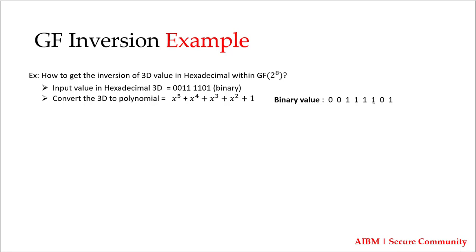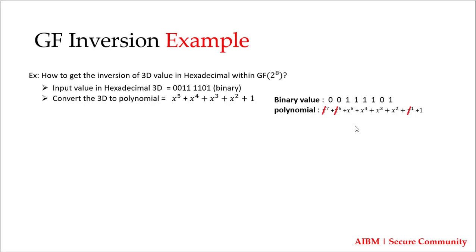Second, we will write the polynomial for 8 bits as below: x^7 + x^6 + x^5 + x^4 + x^3 + x^2 + x^1 + 1. Then we will delete each term whose binary value is 0.